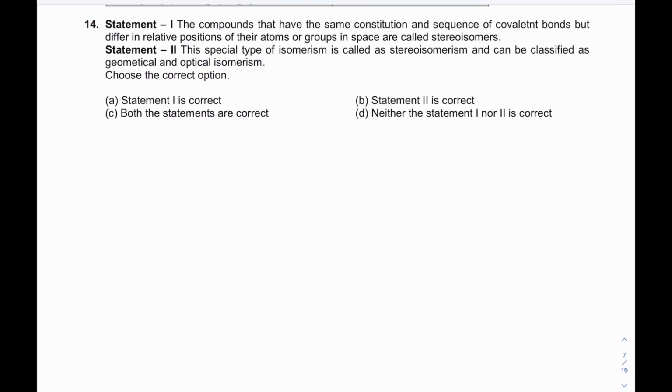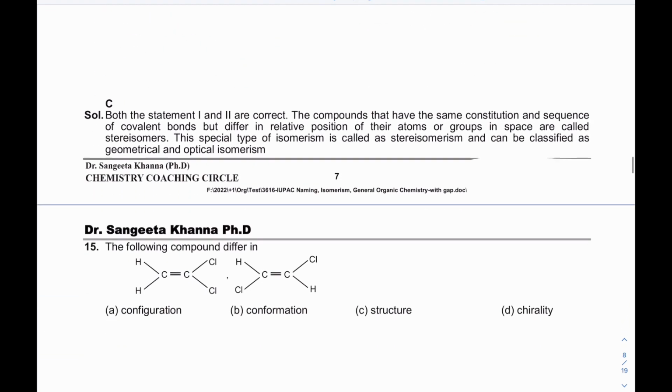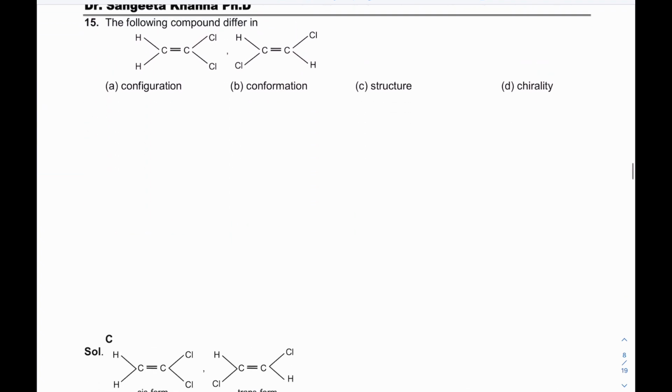Those that differ in relative position of their atoms or groups in space are stereoisomers. This one is a correct statement. The special type of isomerism is called stereoisomerism and can be classified as geometrical and optical. So this is also correct. So both the statements are correct. It is C. Next are these two compounds. It is 1,1-dichloro, a gem dihalide, and this one is a vicinal dihalide. So they are structural isomers, that is positional isomers.